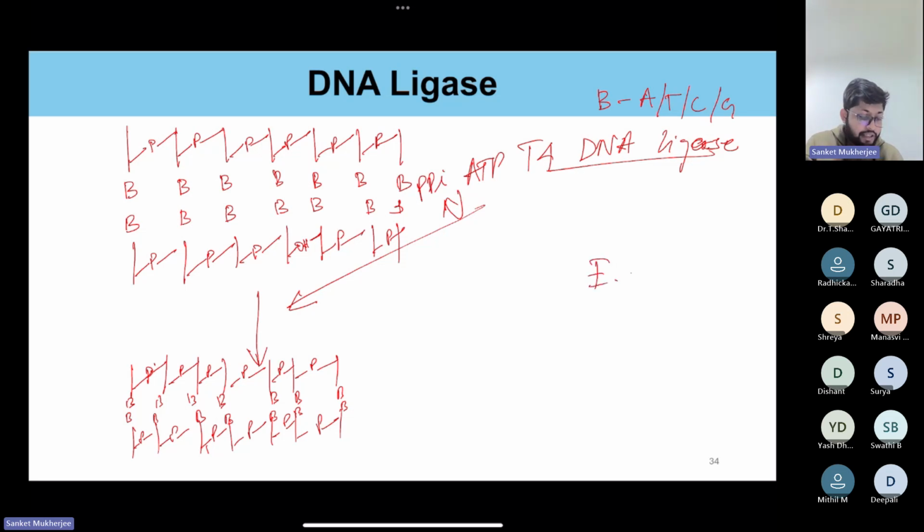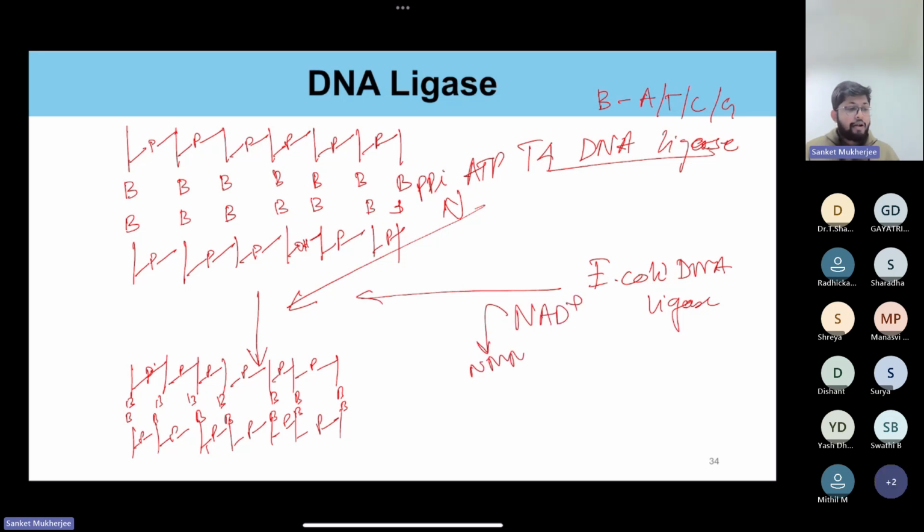Similarly, there is E. coli DNA ligase also, which can also catalyze the same reaction, but it will not require ATP. It will require NAD plus as a cofactor. So this is all about DNA ligases. Then we will talk about the enzyme nomenclature.